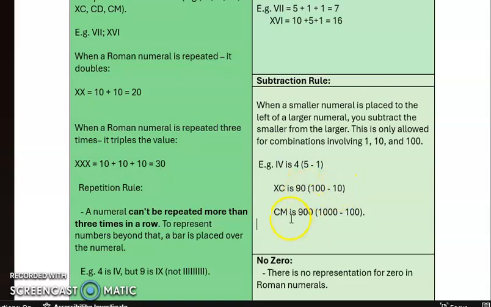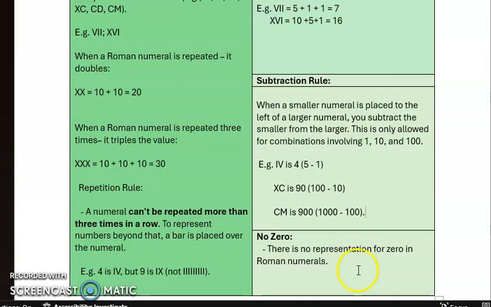Now, what about CM? C is 100 and M is 1,000. So this means 1,000 minus 100 to give you 900. So let's go. There is no representation for 0 in Roman numerals.